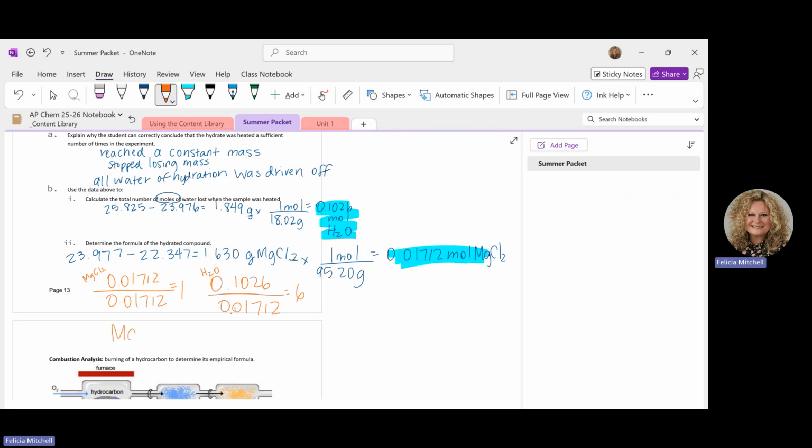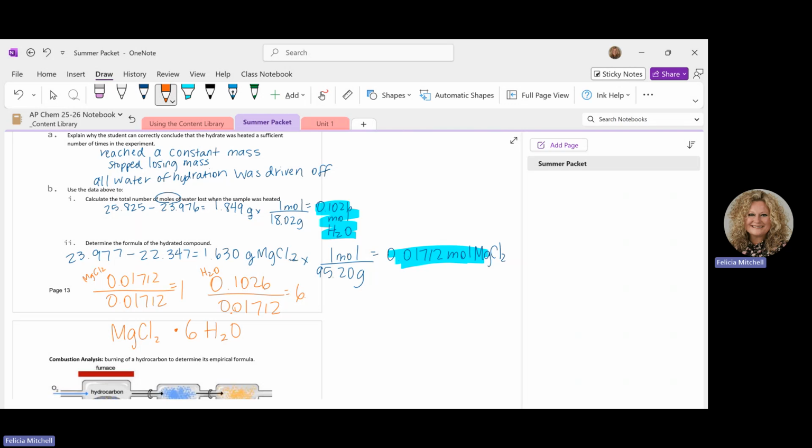So that just means that there was 1 mole of magnesium chloride, and there must have been 6 moles of water. So that's 6. That's how you get the formula for that. Now, it's like empirical formula.